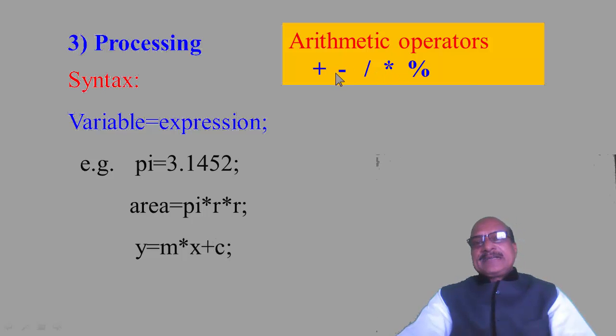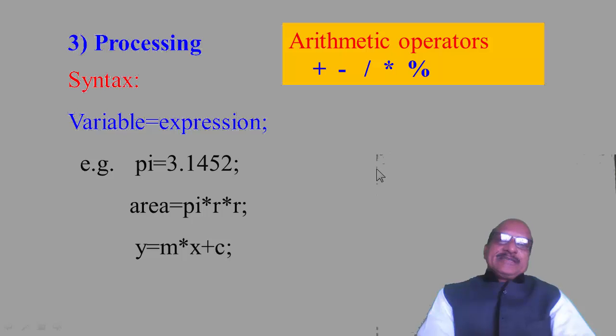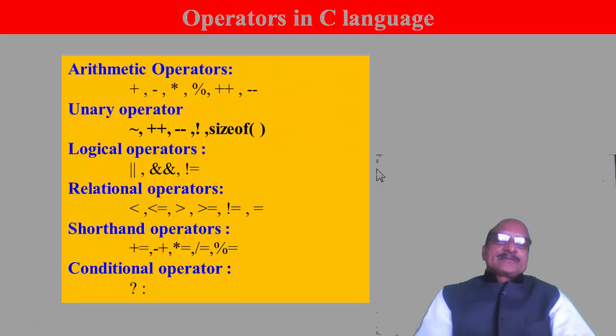These are the arithmetic operators provided in C language. Plus for addition, minus for subtraction, forward slash for division, asterisk for multiplication, and modulo. This percentage sign, called modulo, is used for integer division. So these symbols can be used in arithmetic operations.